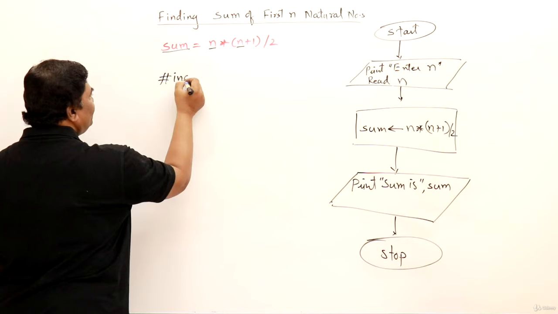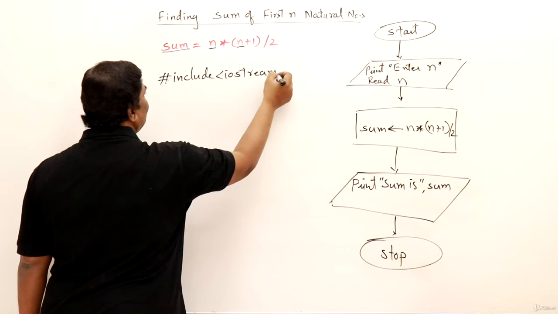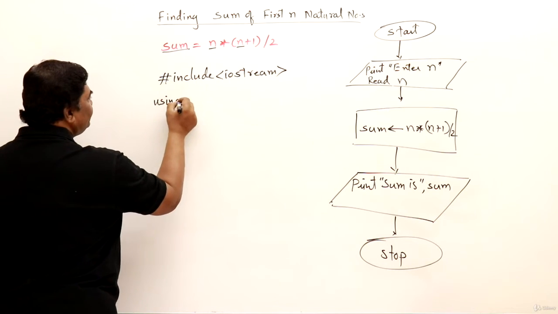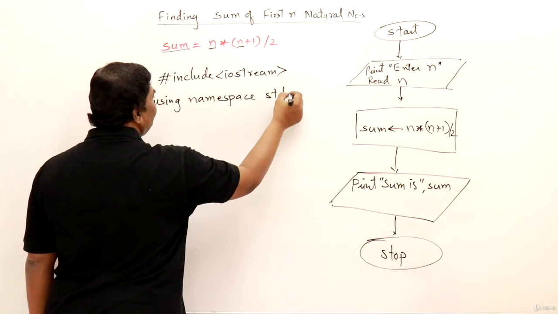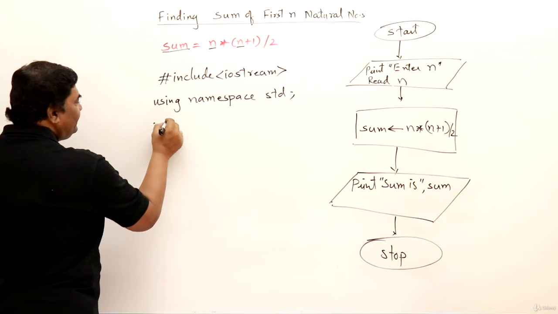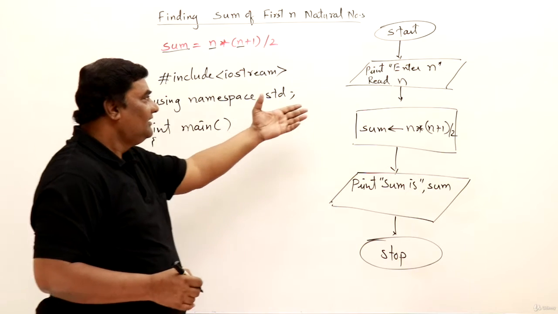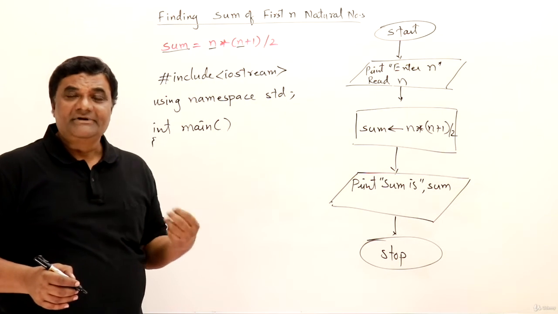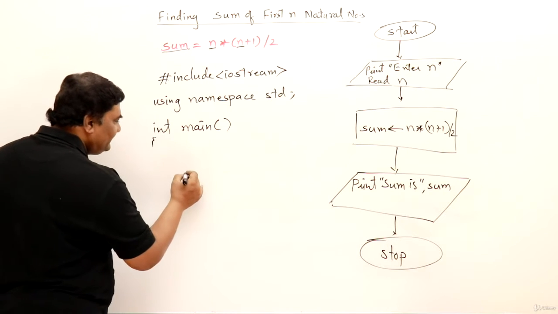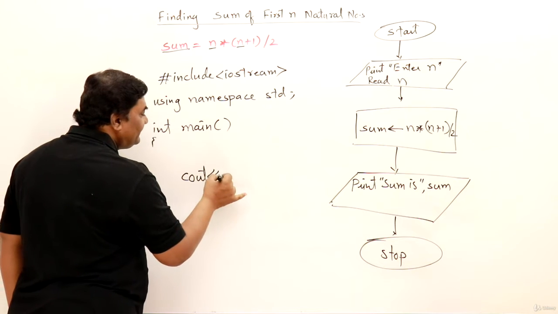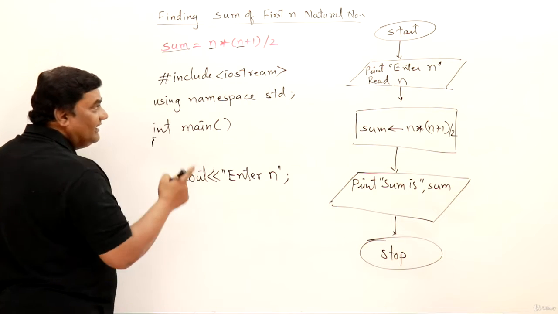Starting off the program, first of all say #include <iostream>. We have to include the header file. Then using namespace std, that is standard, in short std. Then int main function. Now inside this, the first thing I should do is print "enter n". Print means output on the screen, so display with cout. First write cout, enter n.